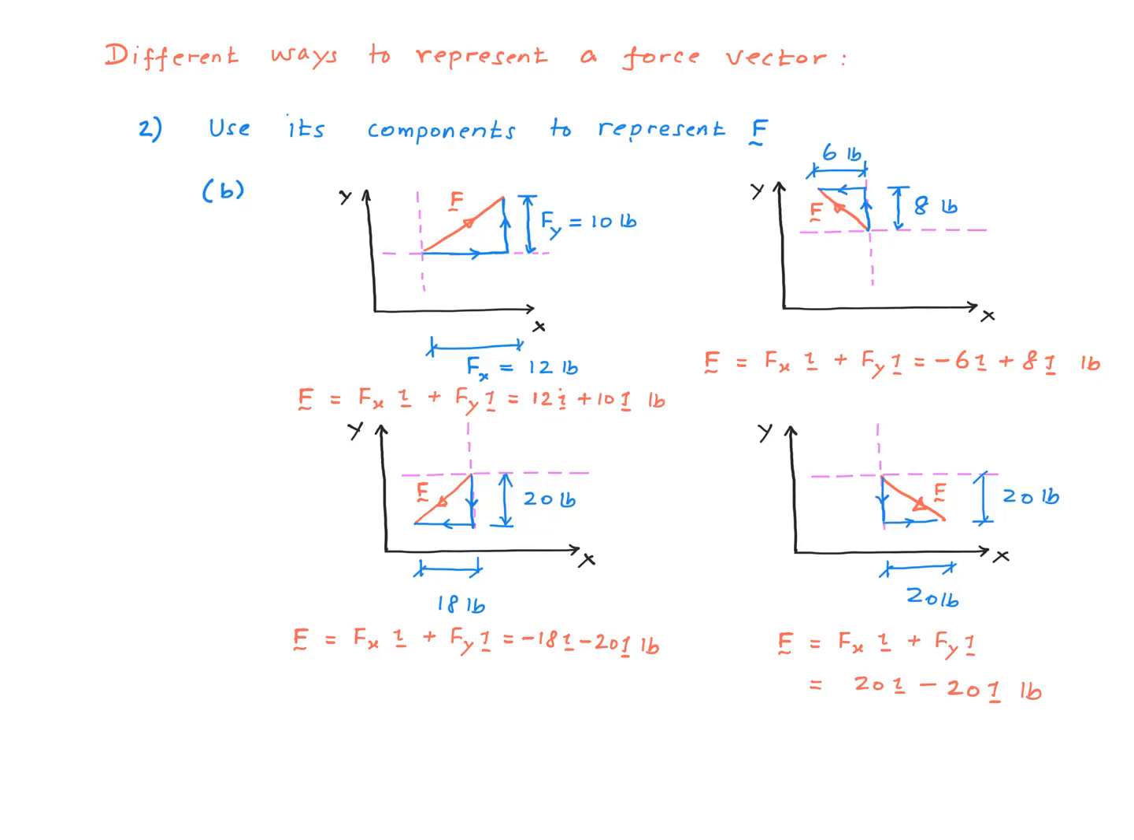And in the second case, the components are minus 6 and 8 pounds, and therefore vector F will be equal to minus 6 times i plus 8j pounds, and so on. We will learn in one of the future videos that this method of representing a force vector gives us the most simple and efficient way to add multiple forces, something we have to do in solving static problems.